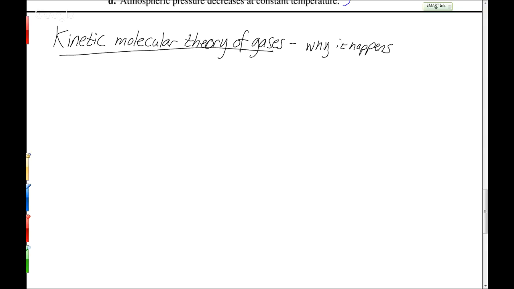Now you can go in the book and read the specific sentences for all the parts of the theory. You don't have to really know that. I'm just going to give you the highlights, and then we're going to talk about how we use that to describe what's happening. So the main things to recognize are that gases are tiny particles moving randomly at high speeds. Okay?